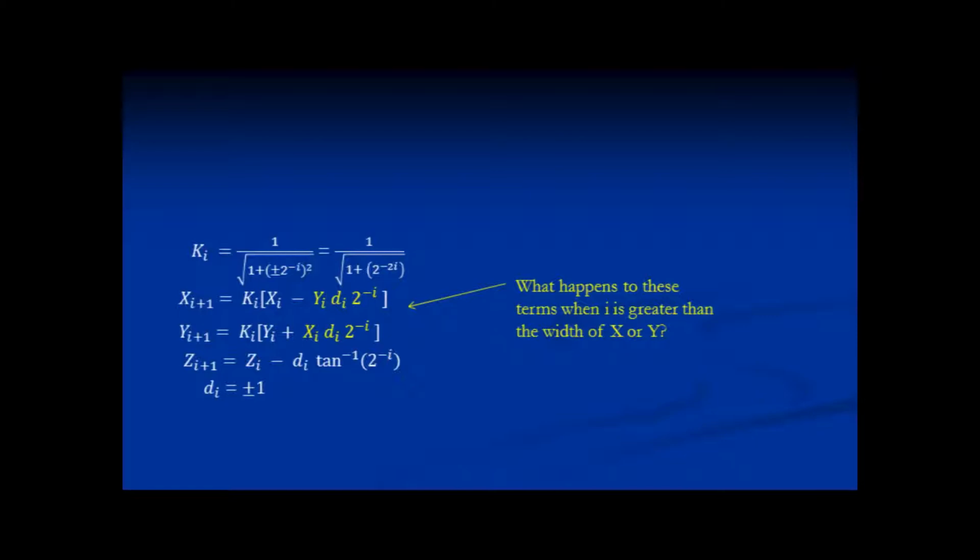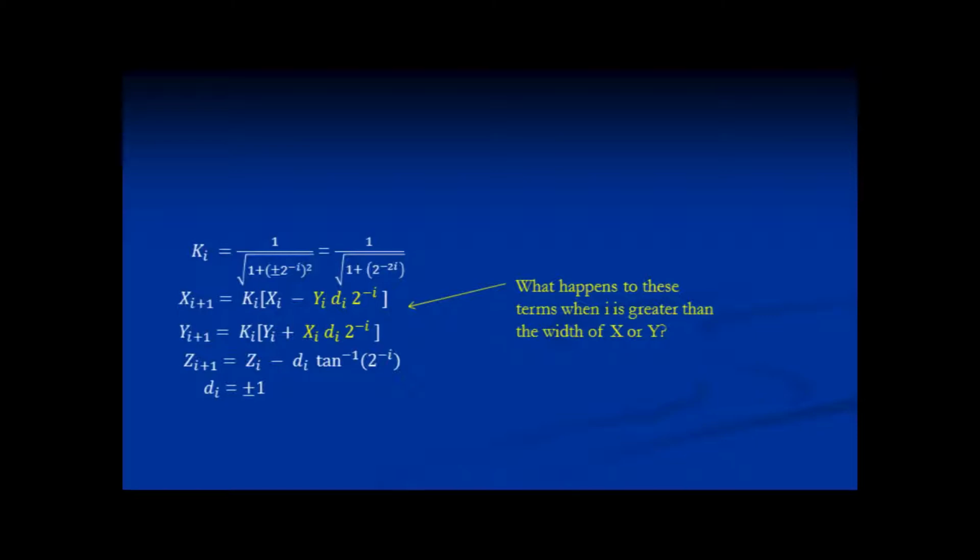In other words, what will happen to the terms y sub i times d sub i times 2 to the minus i, and also the x sub i times d sub i times 2 to the minus i, when i is greater than or equal to 16? Notice they both go to 0, and thus no more change occurs after the 16th iteration. This is very important for this iterative process, as you don't gain any more accuracy if you continue to iterate more times than the bit width of your variables.